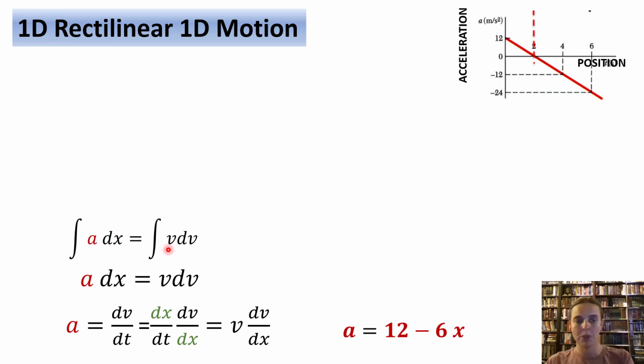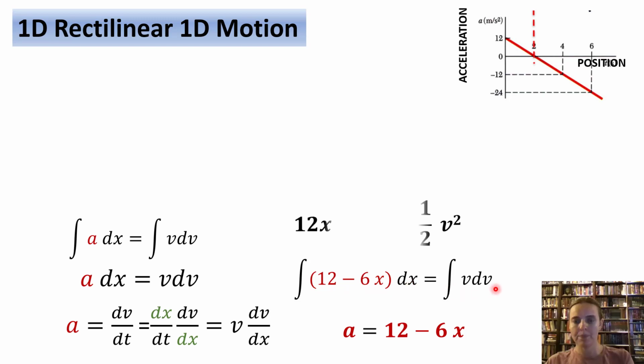So if you integrate this, now we can go ahead and get some velocity information, whereas before we only had acceleration information. So here we go. We're going to plug that whole equation in here. Acceleration dx equals v dv, and go ahead and integrate that, and now we have a relationship between velocity and position for this system. So we're going from acceleration to velocity, and the difference is we're dealing in positions instead of times now.